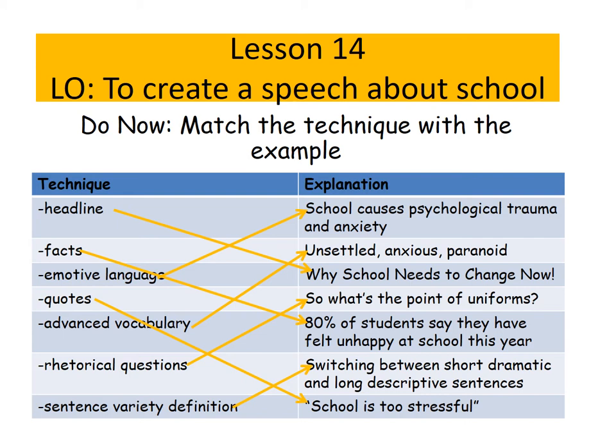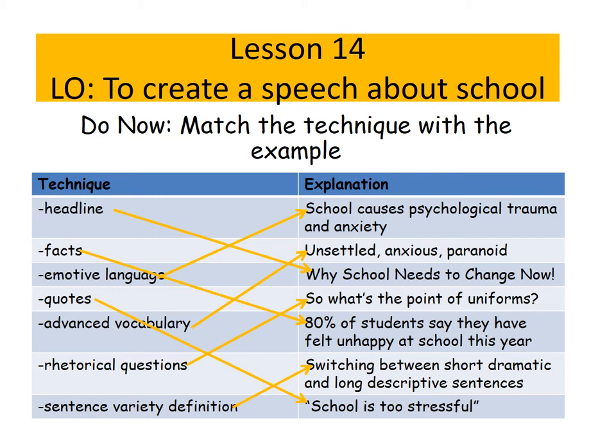Third one, emotive language. Now, this is one of the more difficult ones. So remember, emotive language is emotional or dramatic phrases, a little bit like exaggeration. So my emotional one is school causes psychological trauma and anxiety. So it's really dramatic and emotional, isn't it, that?